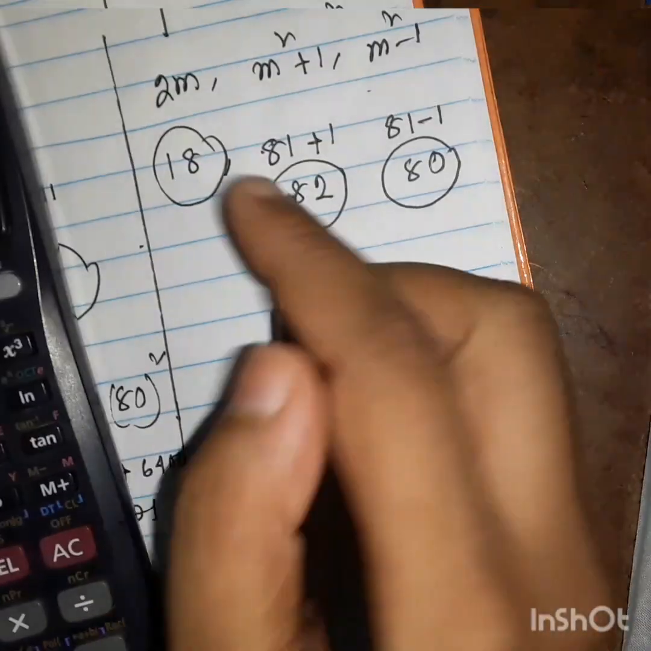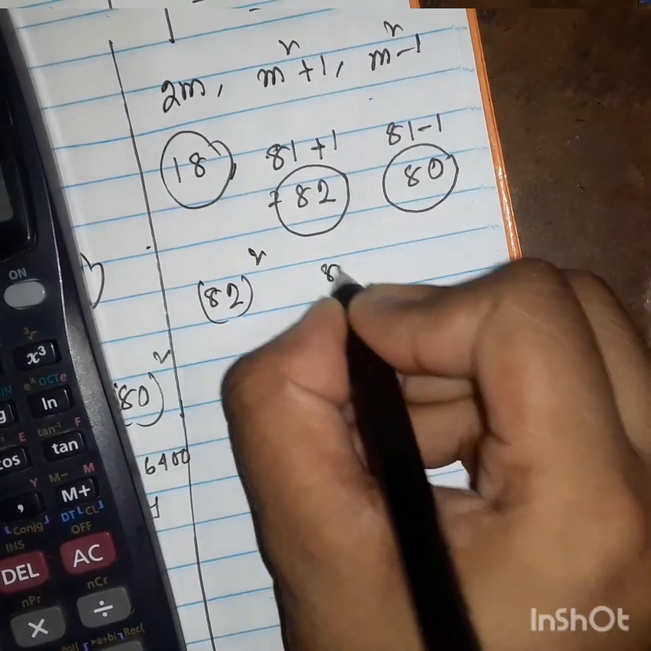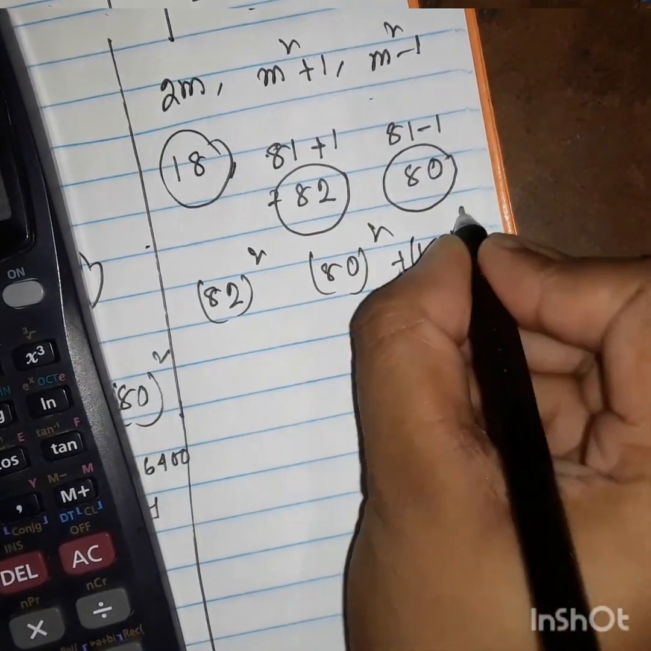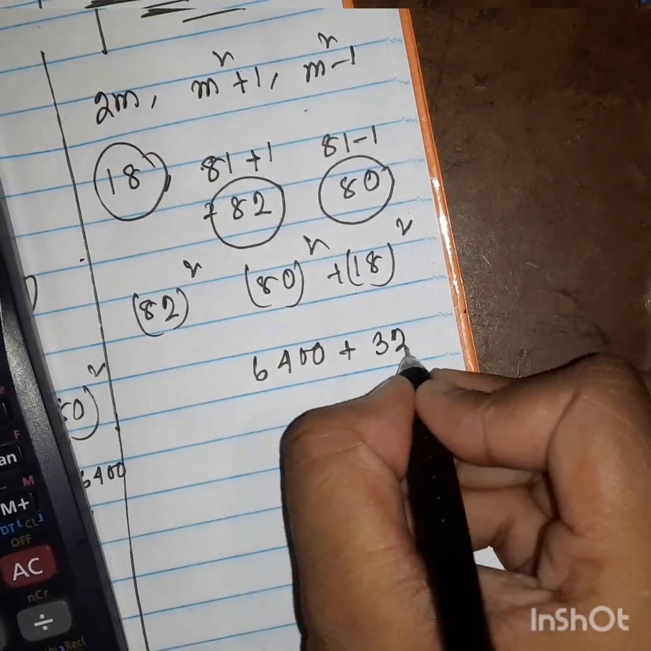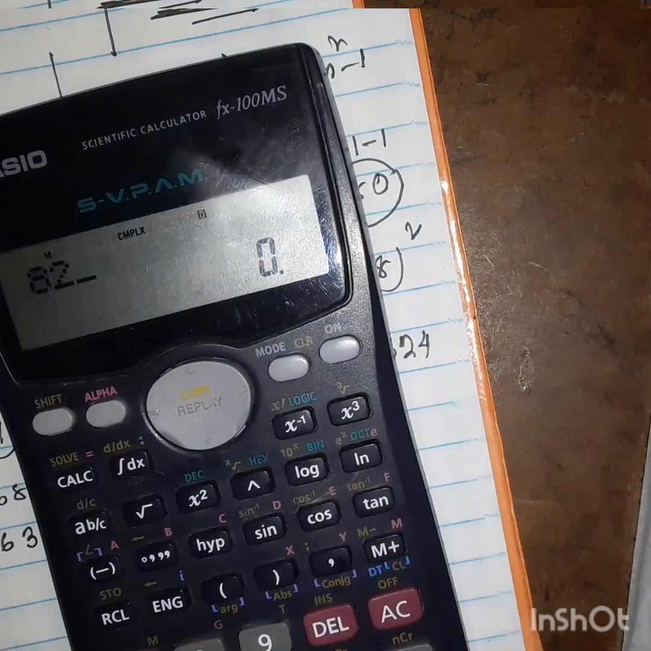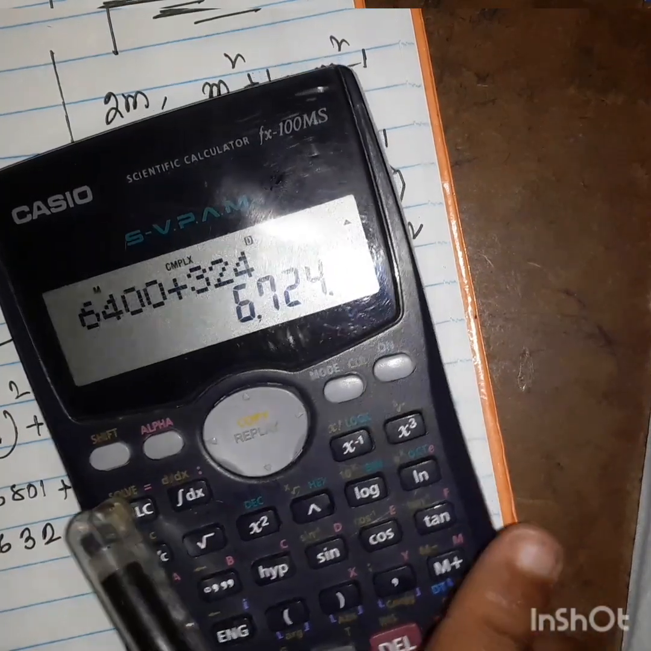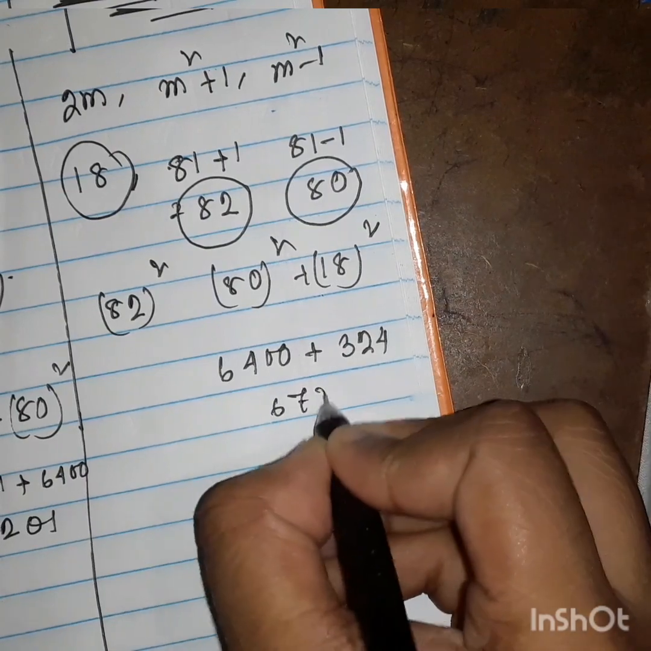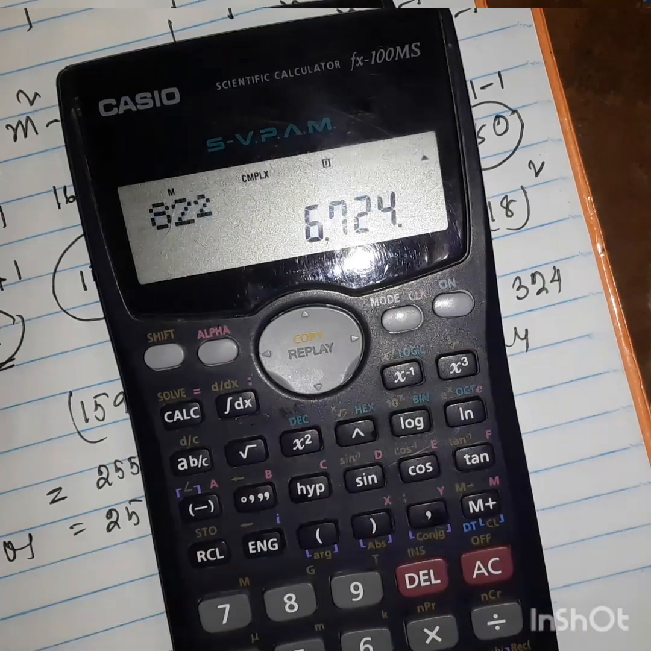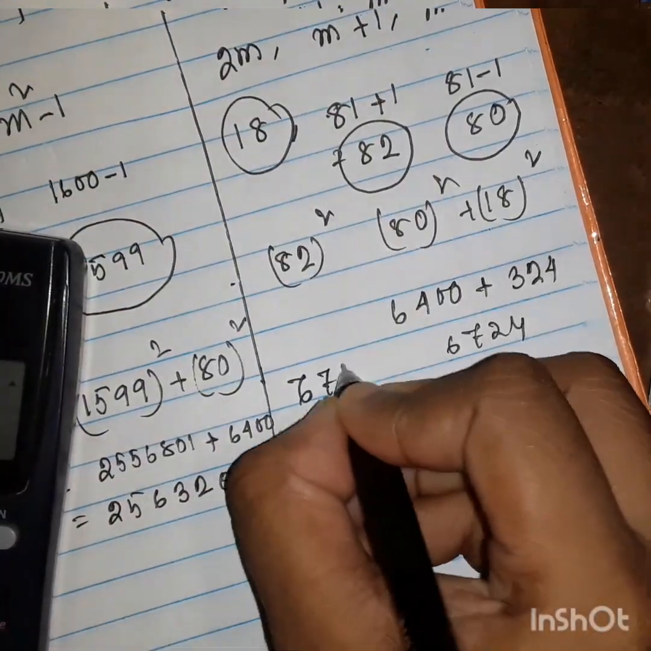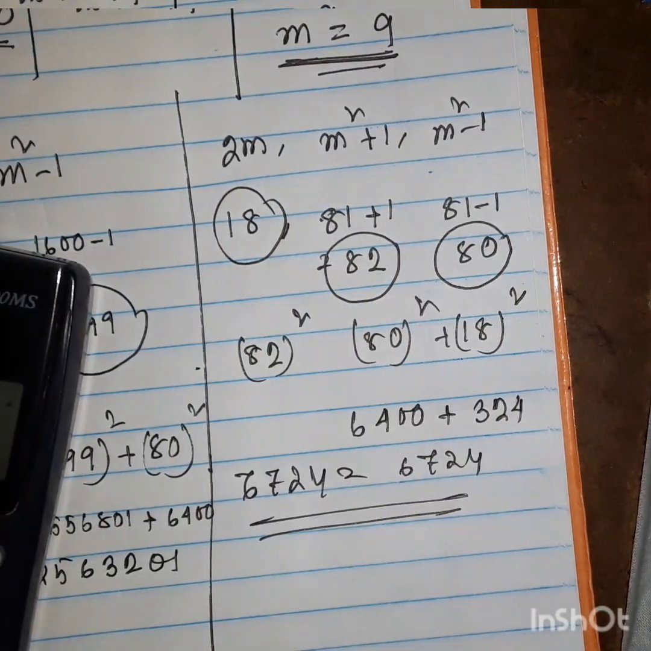Now the second one, where we have 18, 82 and 80. So we have to square 82. Now 80 square plus 18 square. 80 square means 6400 plus 18 square means 324, and now 82 square. Okay, at first we will sum. That's 6724, and the left hand side 82 square, we have 6724. That's also equal. So 18, 82 and 80 can also be a set of Pythagorean triplets.